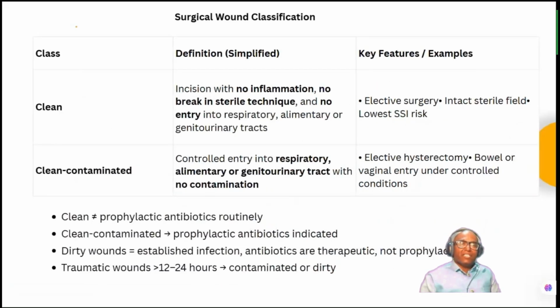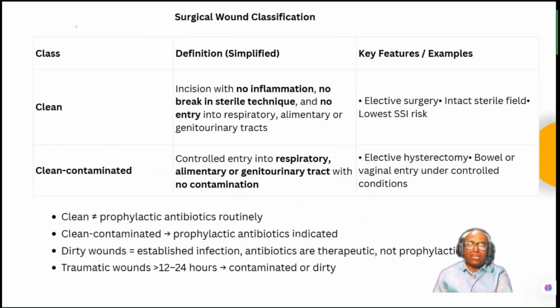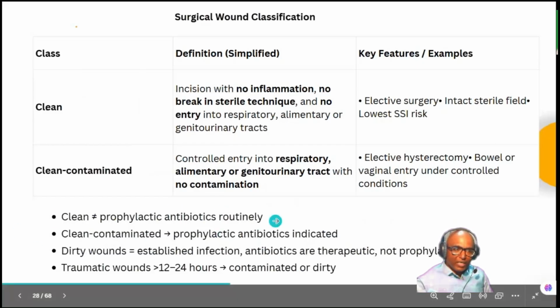Now they have classified the wound. Wound is classified as clean, clean contaminated, contaminated and dirty or infected. What is a clean wound? It is an incision with no inflammation, no break in the sterile technique, and no entry into the respiratory, alimentary, or genitourinary tracts. It is elective surgery, intact sterile field, and lowest risk of surgical site infection. That is a clean wound, and a clean wound does not require prophylactic antibiotics routinely.